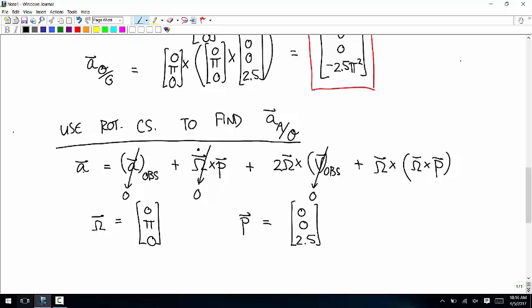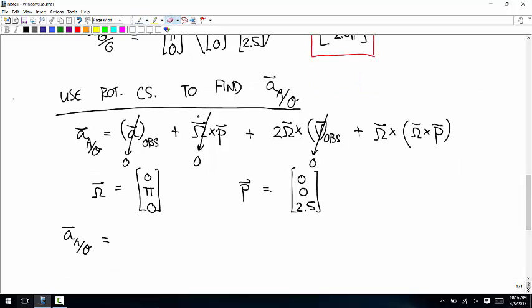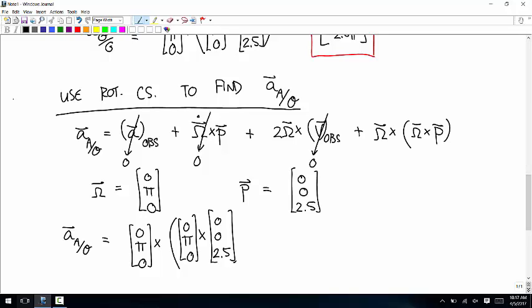So the acceleration, I'm going to write these subscripts. So the acceleration of the astronaut relative to the origin, all we have left is 0, pi, 0, crossed with the quantity 0, pi, 0, crossed with 0, 0, 2.5. And if you take that cross product, you get 0, 0, negative 2.5 pi squared.